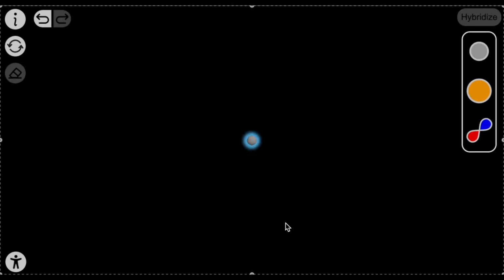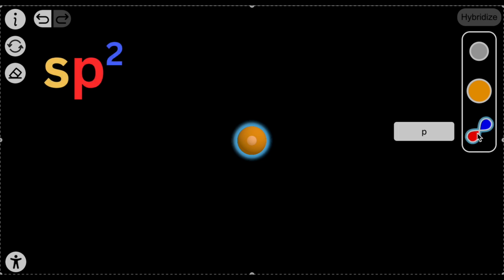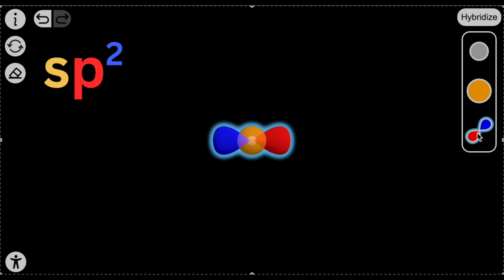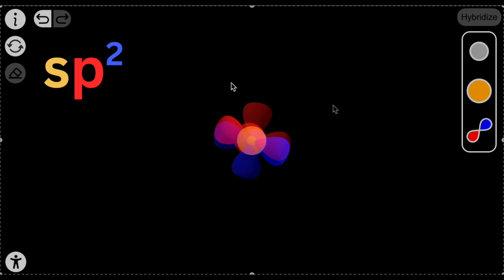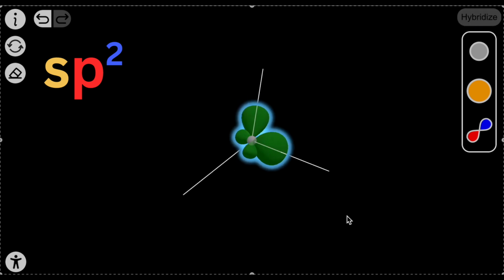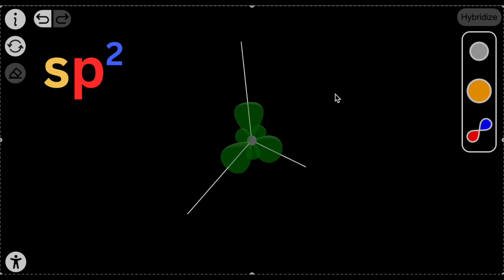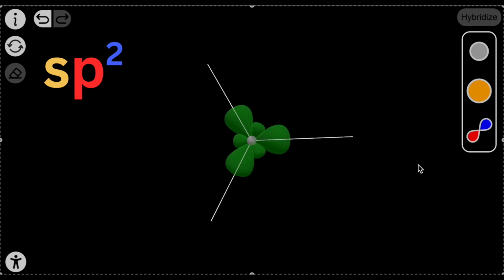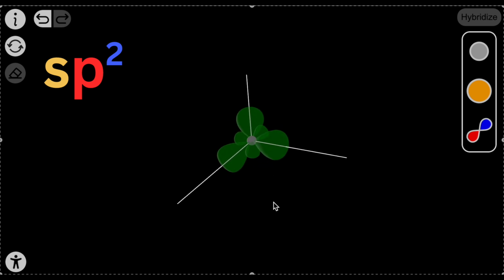Now sometimes the atoms don't want to hybridize all 3 of the orbitals. So this time we're going to work on something called sp2 hybridized. 1 s and 2 p orbitals. We're going to again hybridize this. This becomes sp2 hybridized. You should recognize this shape as a trigonal planar shape.